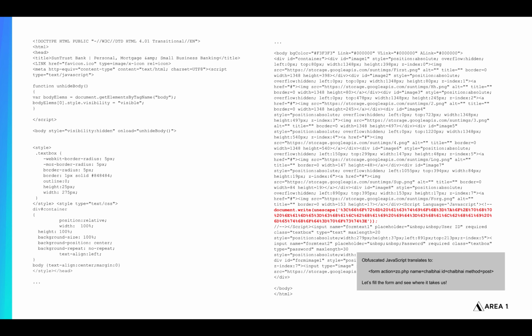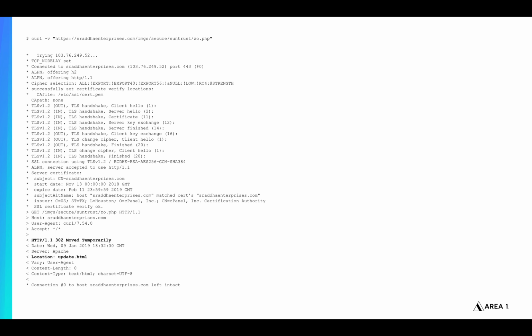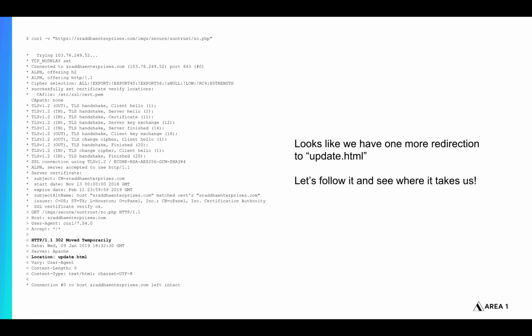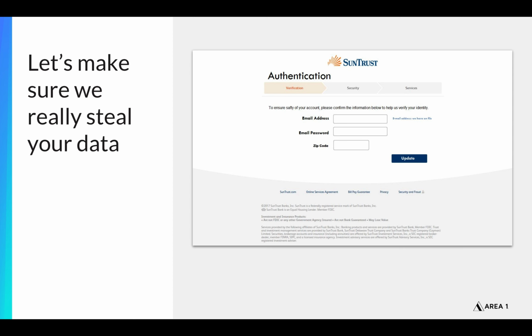So let's fill the form and see what happens. So here we filled out the form. So run it through curl again to see what happens, and it forces you through another redirection. This time it's pushing you to this update.html page. So we're going to follow that, and let's see where it takes us. The page that does come up here, again, is another SunTrust page. So these guys seem to be pretty serious about wanting to make sure they get your information. Again, they're asking you to revalidate information, provide more information. So they want to make sure that if they're going to steal your data, they steal it good.